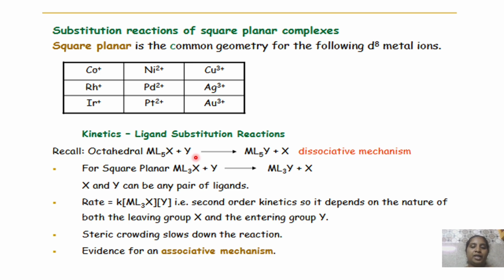In these square planar complexes, whether it is association or dissociation, only association of the ligand initially takes place. If you see, ML3X plus Y results in the formation of ML3Y plus X. Here the rate of the reaction depends on the reacting complex as well as the attacking ligand, so it is second order kinetics. It depends on the nature of the leaving group as well as the entering group. If there is any steric crowding in the reacting complex, it slows down the reaction, as we know that it follows the associative mechanism.